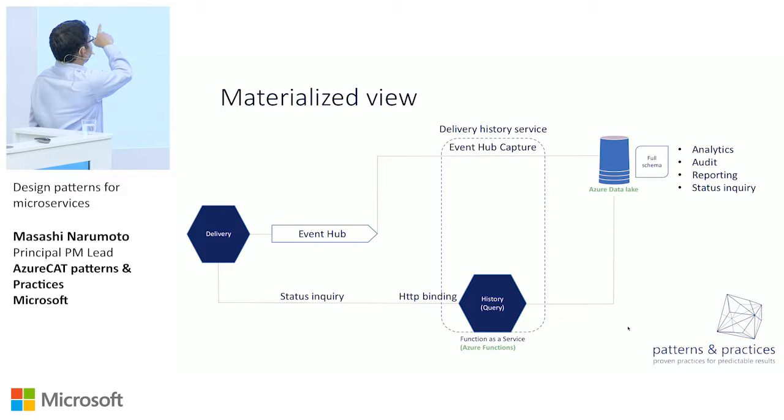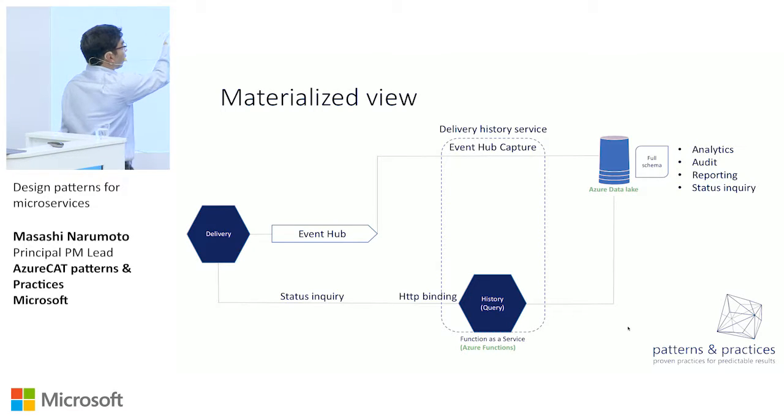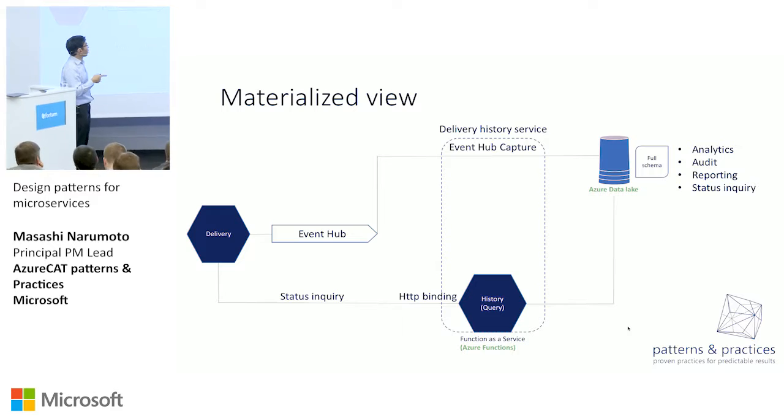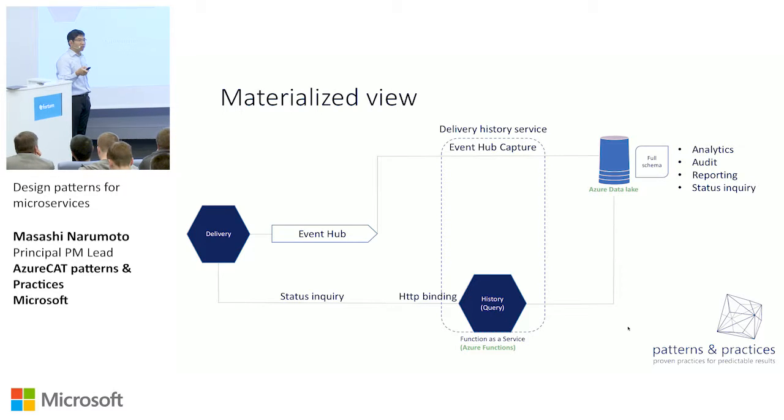Delivery service keeps firing events to a delivery history service. We are using Event Hub Capture. This is a very handy feature to store every event coming through Event Hub into a data lake or Azure storage. You don't need to write any code. You can just turn on the capture, and it does it for you.